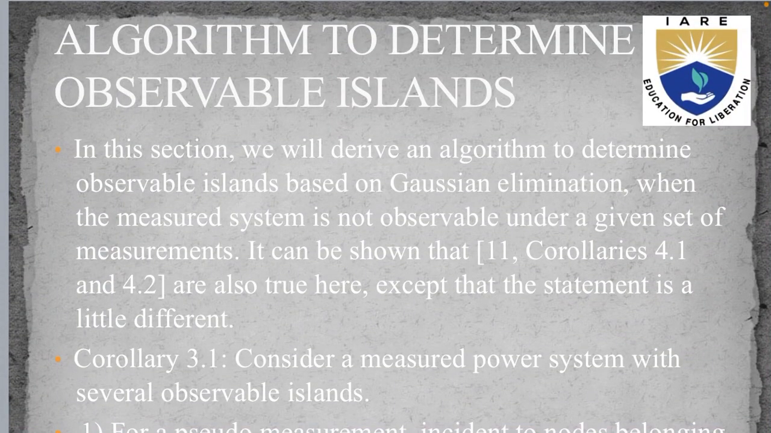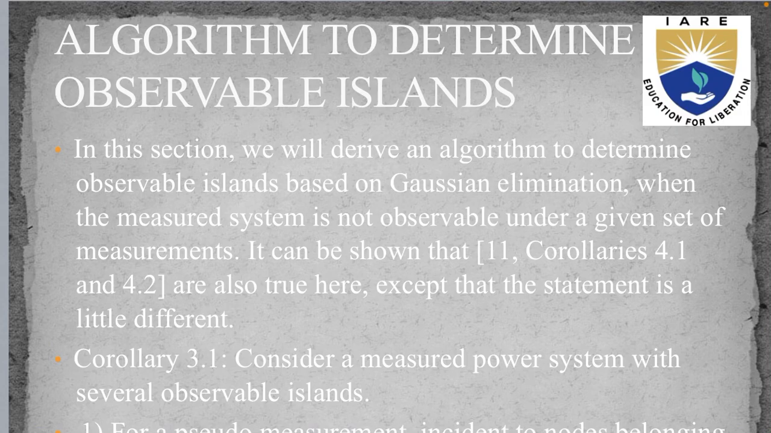Algorithms to determine observable elements. In this section, we will derive an algorithm to determine observable elements based on Gaussian elimination. When the measured system is not observable under a given set of measurements, it can be shown that Lemmas 4.1 and 4.2 are also true here. Here, however, the statement is a little different.